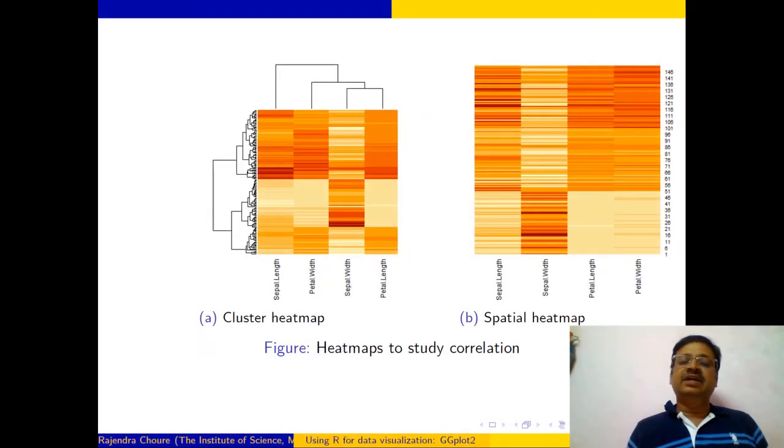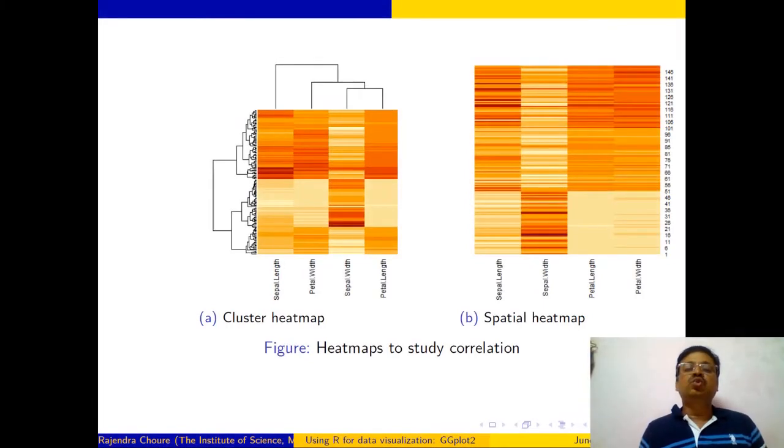As I said earlier, heat maps are very good to visualize large numerical data. Heat map shows magnitude of value by using intensity or hue of color. Here you can see that dark color represents large magnitude and light color represents less magnitude.